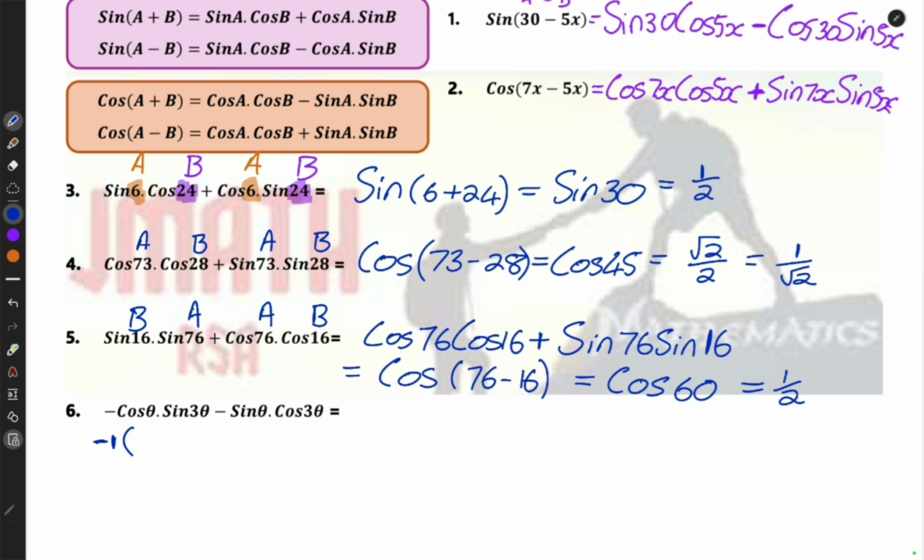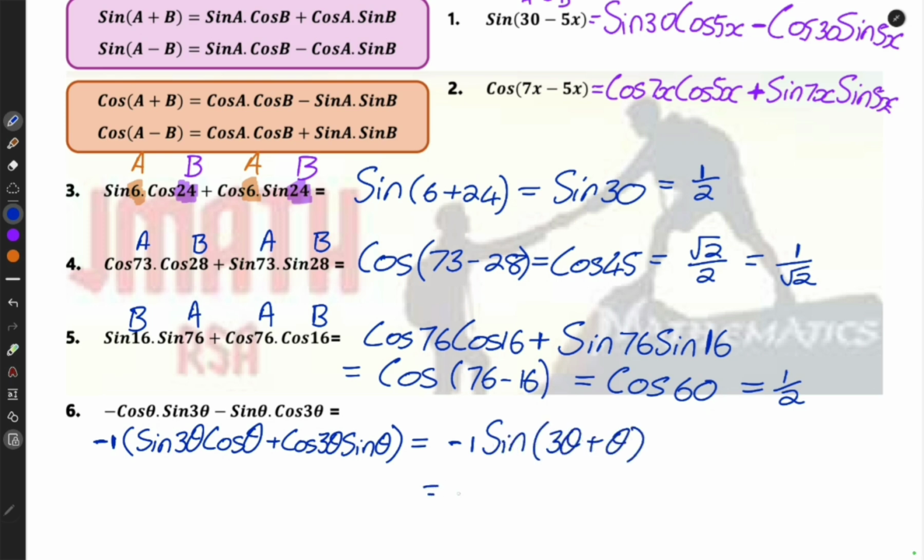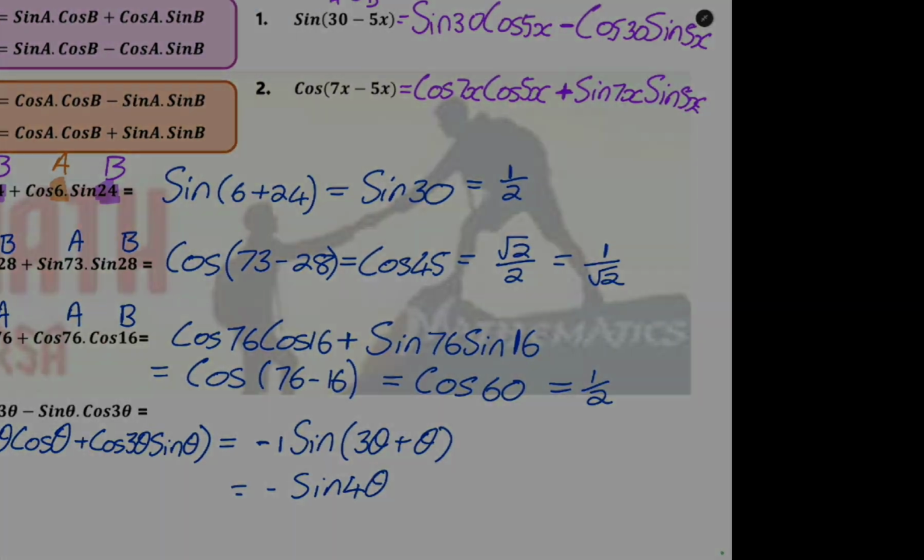And then because it's sine, I want to write it in the correct order, starting with sine A cos B. So I'm just going to say this is sine 3 theta cos 1 theta. I took out the minus, so that becomes a plus. And then cos 3 theta sine of theta. That is then just sine A plus B, so I can just rewrite it as minus 1 sine 3 theta plus theta, and my final answer is then just minus sine 4 theta. Okay, I hope this is making sense, guys. All of these examples weren't too tricky, but now we're going to ramp it up a bit.